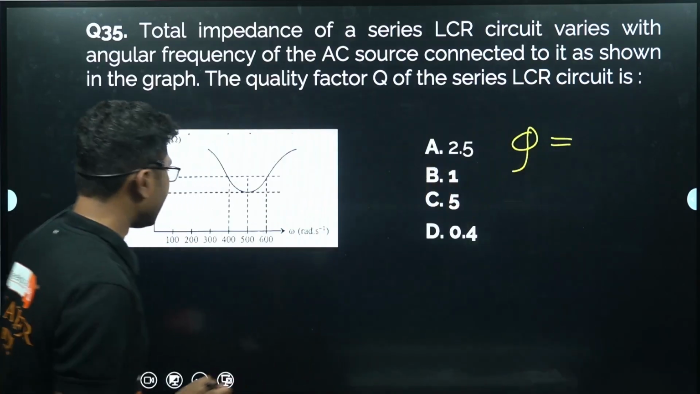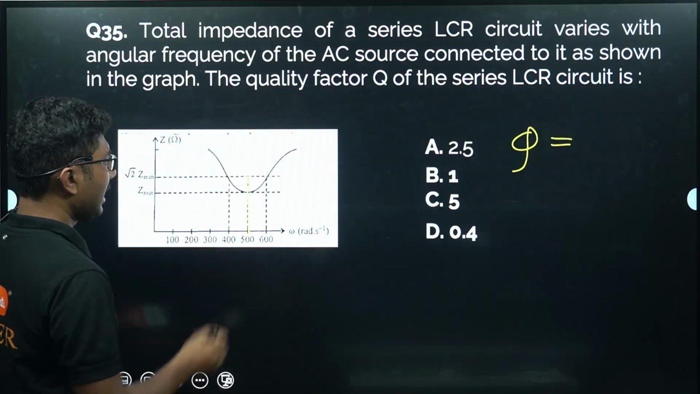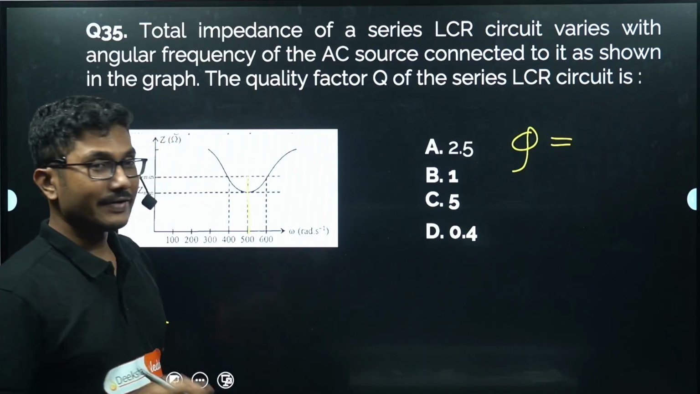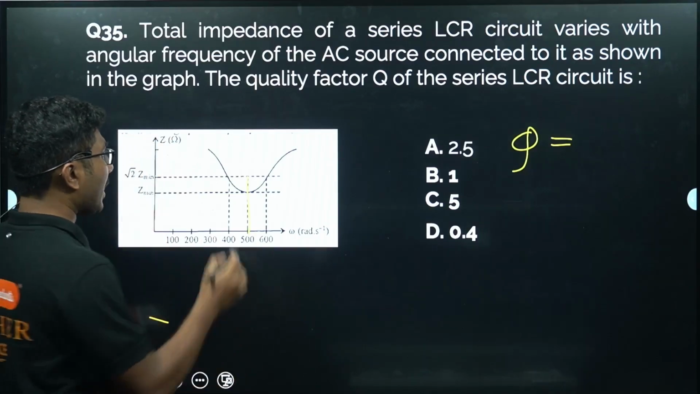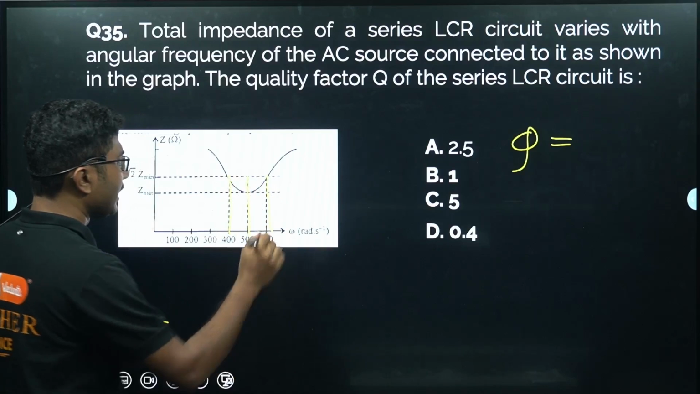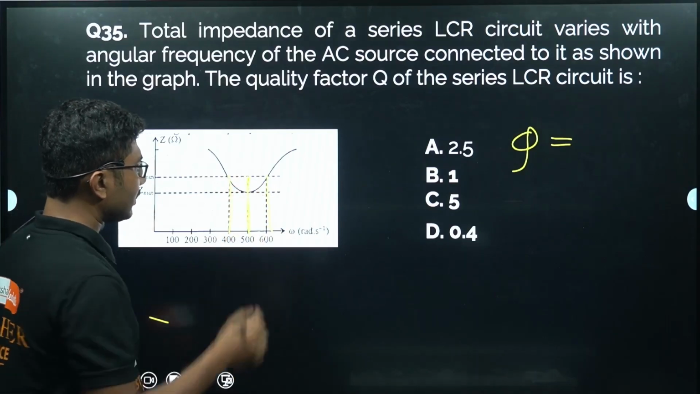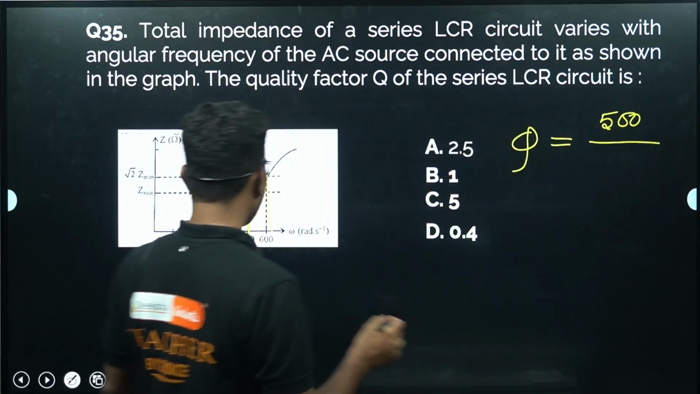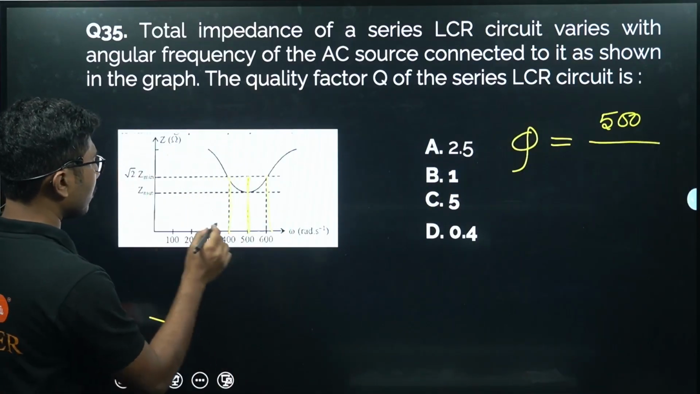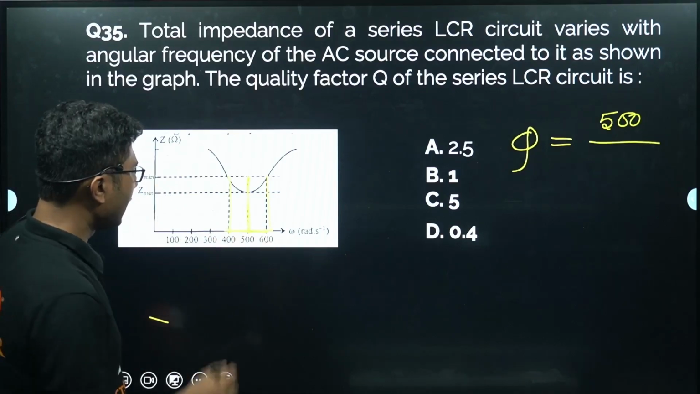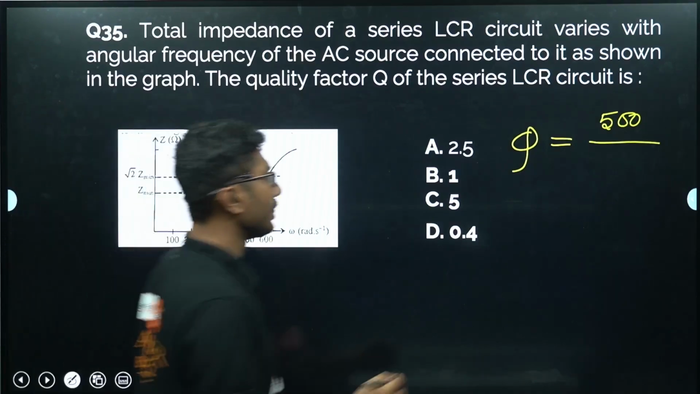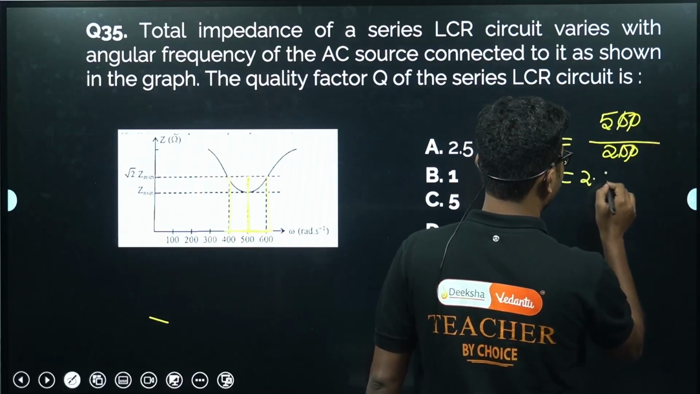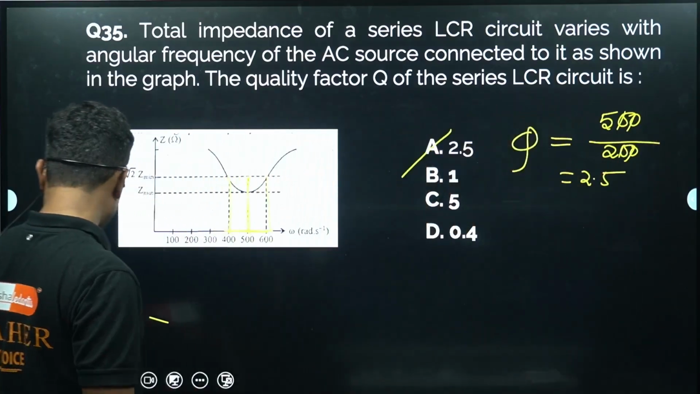the resonance frequency is this. Even though it is given in terms of angular frequency, when we are calculating quality factor, it will be a ratio, so that 2 pi factor will be cancelled. So, do not need to worry about it. So, the resonance frequency is 500, divided by the bandwidth. So Z min and root 2 Z min, that means this is the bandwidth. Bandwidth is 600 minus 400, that is 200, so that is 2.5. So the quality factor is 2.5, even though it is deleted.